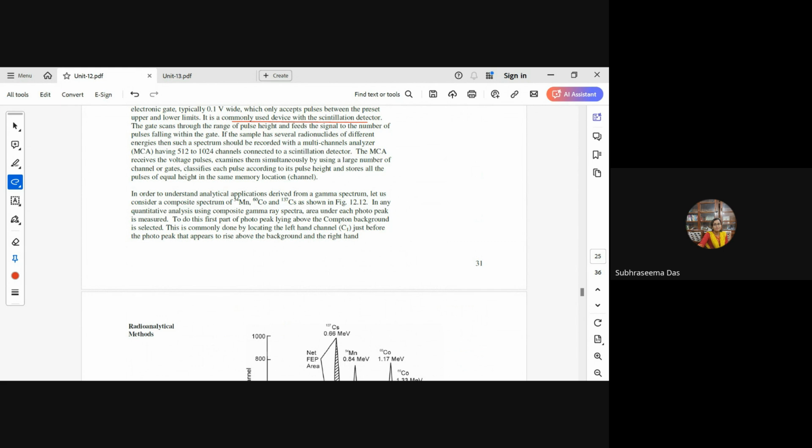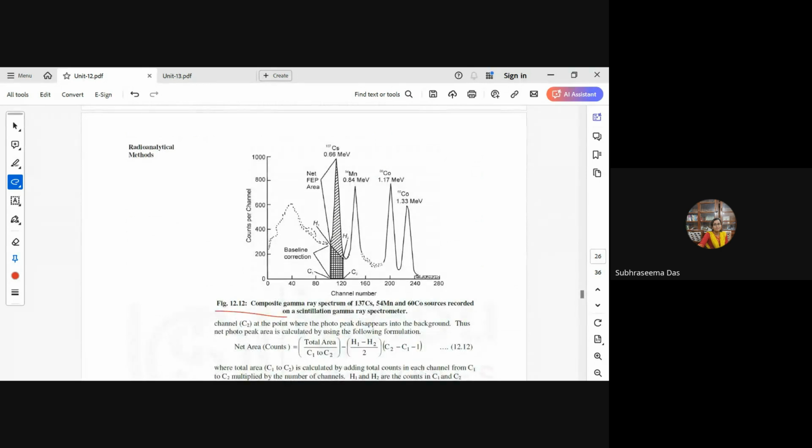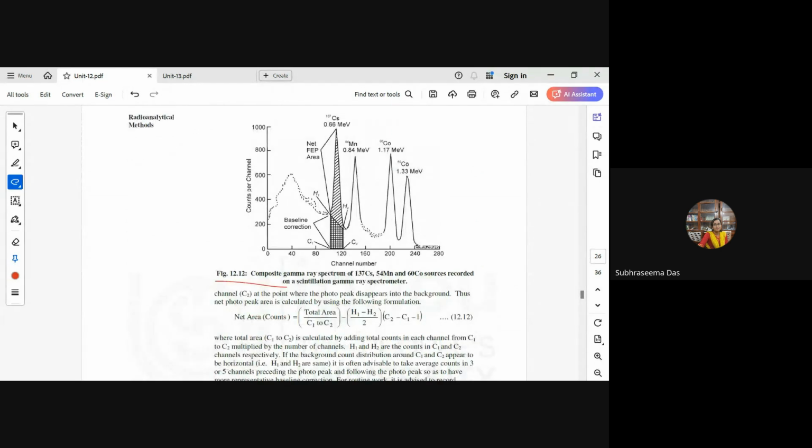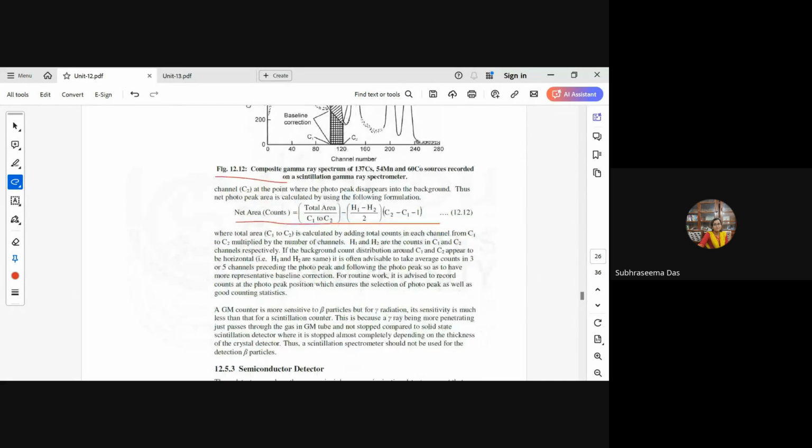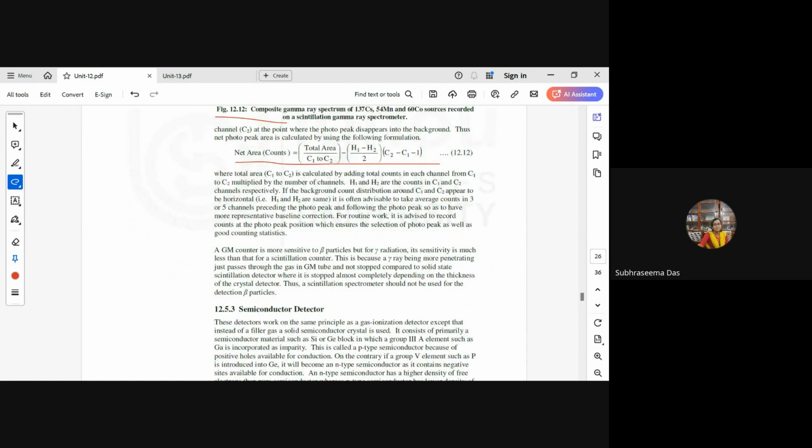In any quantitative analysis, first the area under each photopeak is measured. Then the net photopeak area is calculated, given by the equation 12.12. After we calculate this, the background distribution is removed from the calculation, and then this is used to find the total area of the peak, which corresponds to individual radioisotopes.